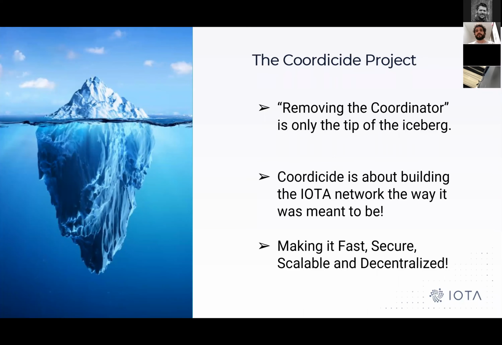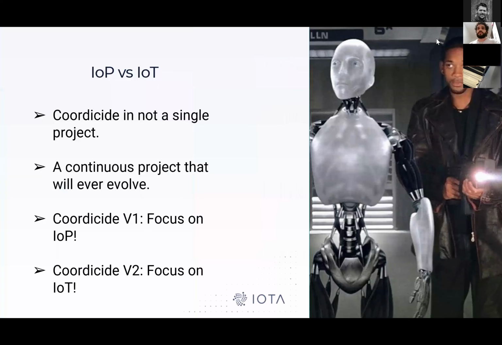The point is that Coordicide is about building the IOTA network, we could say, from scratch, to use everything we learned, everything we developed, everything we researched to achieve a network that is how it's meant to be. To put our vision in a working solution. And the working part is extremely important here. Usually, when we talk about the vision of IOTA, we talk especially about 4 words that define it. We want to be fast, secure, scalable, and decentralized, right? So I want to dissect a bit about those 4 words. But before doing this, I want to touch on the issue that we say about IoT versus IOP.